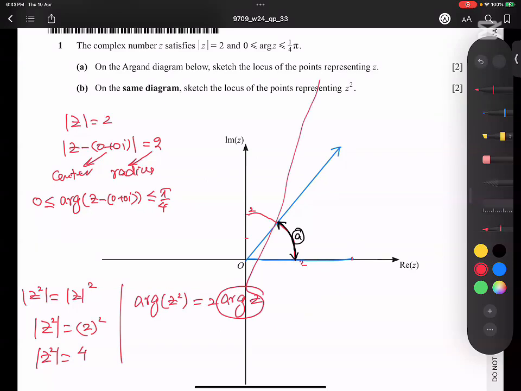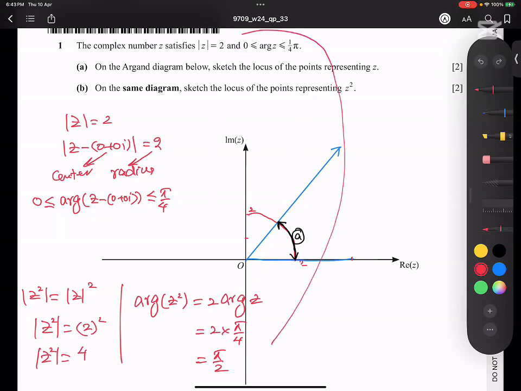The argument of z has highest value pi by 4. If I take 2 times pi by 4, I get pi by 2. And if I apply the same on 0, 2 times 0 becomes 0. So for z, we have from 0 to pi by 4, but for z square, what is the argument? The argument of z square is less than or equal to pi by 2 and more than or equal to 0. I think the point is very clear, and equal is also included.